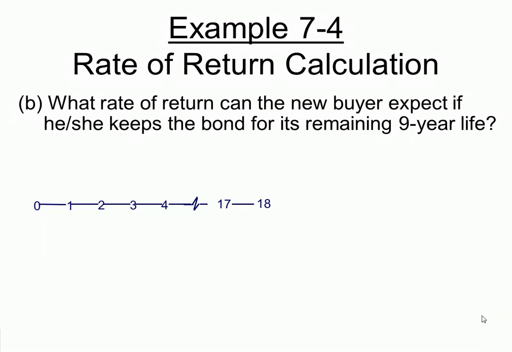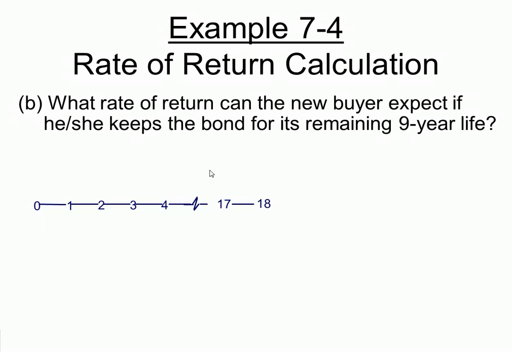Now the second question for this problem is, what rate of return can the new buyer expect if that buyer keeps the bond for its remaining 9-year life? If it's a 9-year life, then we have 6 months periods, semi-annual time periods, which means that we need to multiply 9 years by 2, so we'll actually get 18 remaining periods, and that's what you see in the timeline here.